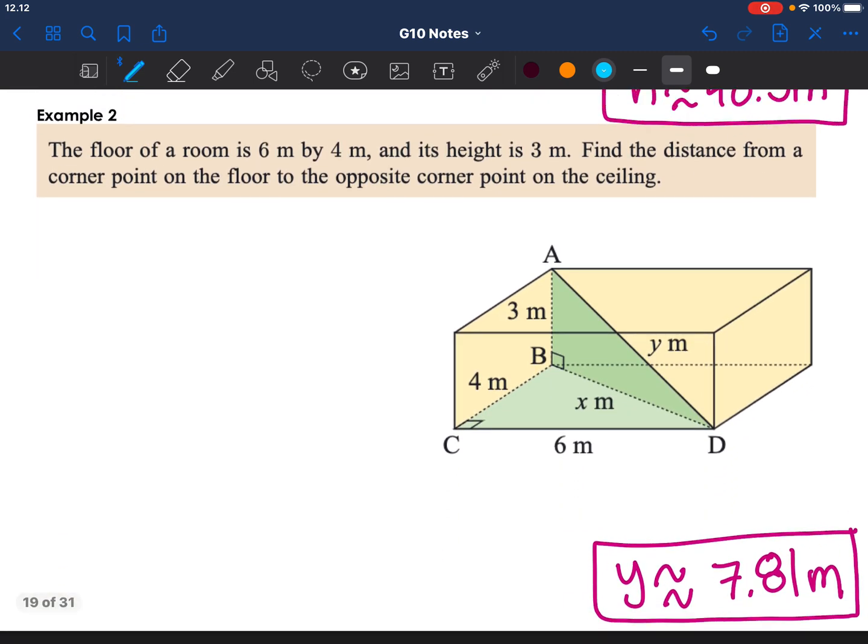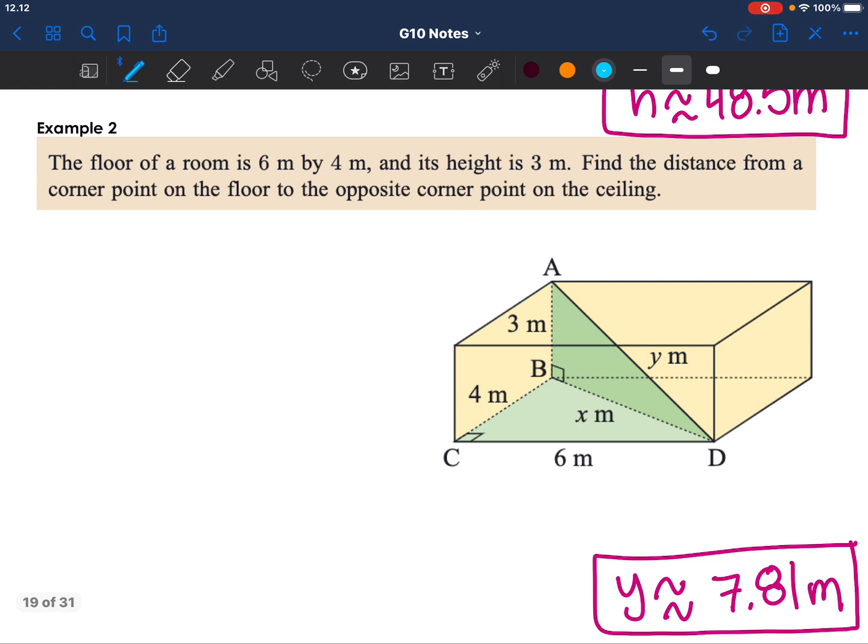Alright, again, I'm being generous. I'm giving you guys another diagram here. It says this: the floor of a room is 6 meters by 4 meters, and its height is 3 meters. Find the distance from a corner point on the floor to the opposite corner point on the ceiling.